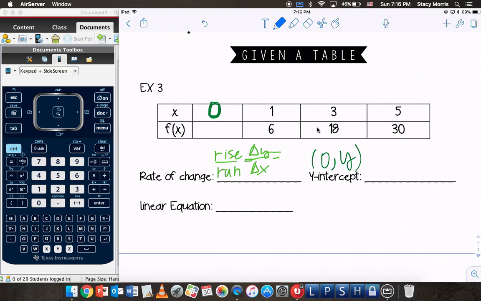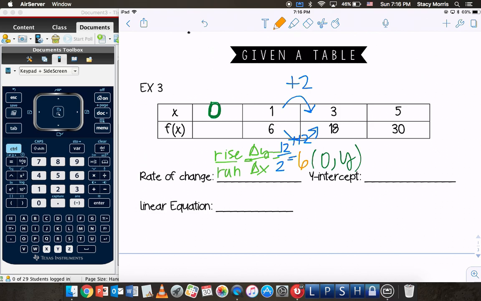So I'm looking for this change from 6 to 18. Hopefully you know it's a change of positive 12. So my change in y is 12 divided by my change in x from 1 to 3, which is plus 2. It's an increase of 2, so over 2. 12 divided by 2 is just 6. So my rate of change is 6.